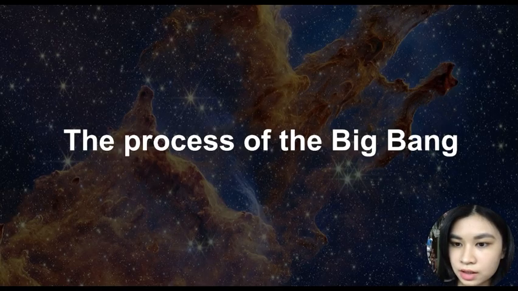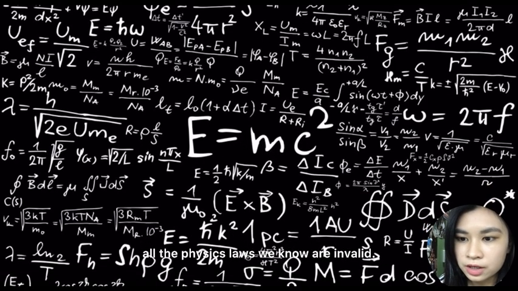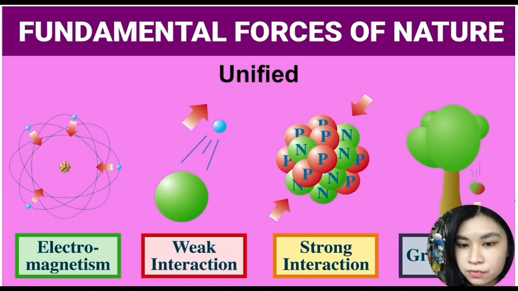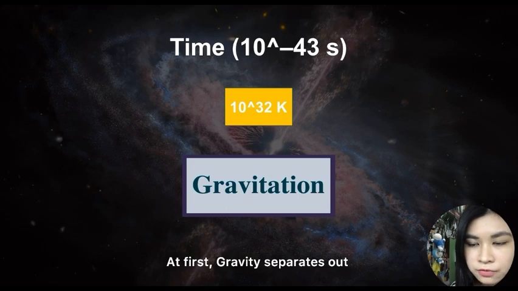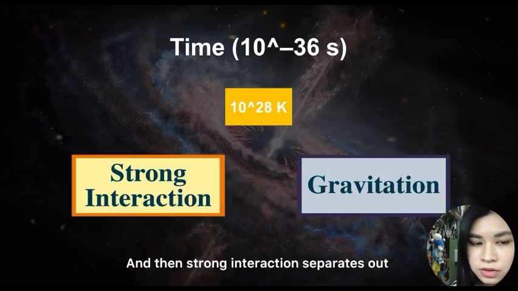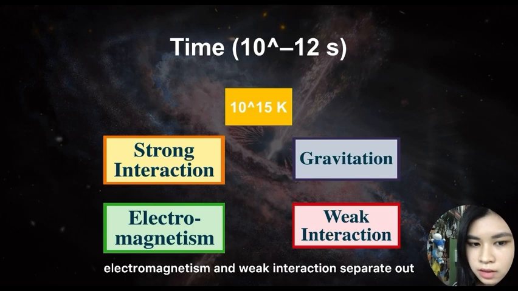The second part, the process of the Big Bang. Within this time, all the physics laws we know are invalid, because the four fundamental forces may be unified at this time. First, gravity separates out, and then the strong interaction separates out. At a temperature of 10 to the power of 15 K, electromagnetism and the weak interaction separate out.